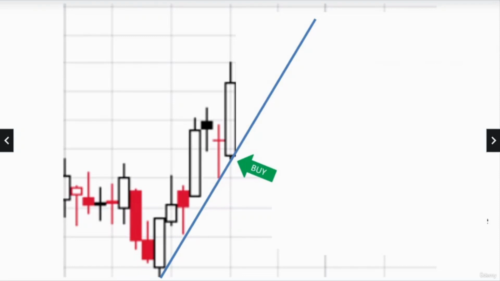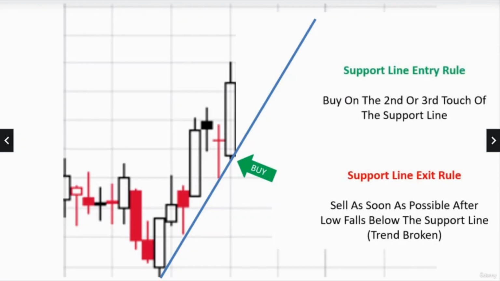A lot of people will buy on that second or third touch. That's the idea of when they're buying. And this introduces our rules around how we trade this. So this is how we draw it. Now how do we trade on this? There are 2 rules: the support line entry rule and the support line exit rule. The support line entry rule says that you buy on the second or third touch of the support line. Where I have the arrow here, you can see it's on the third touch. It could have been on the second touch or near touch of that support line.